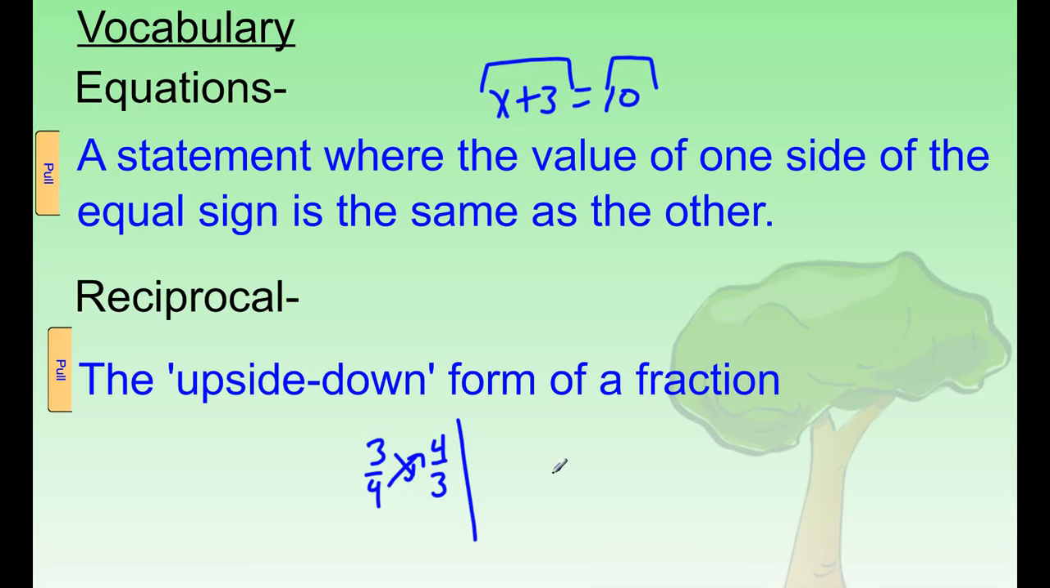Now this works, just some background knowledge, with whole numbers. So for example, the reciprocal of 5, well, 5 as a fraction would be 5/1. So the reciprocal would be 1/5.